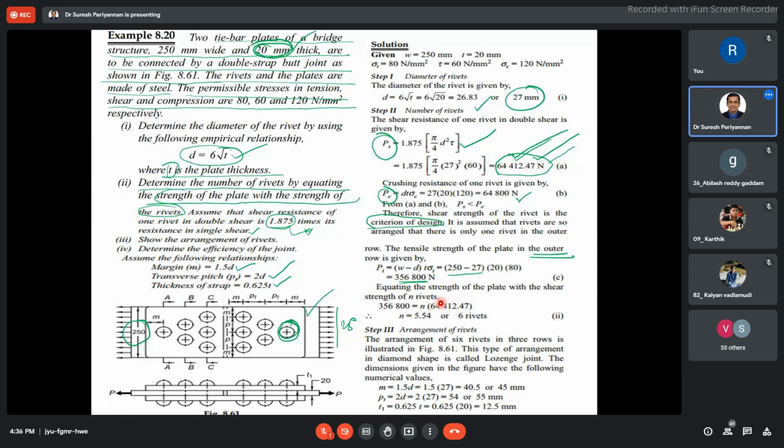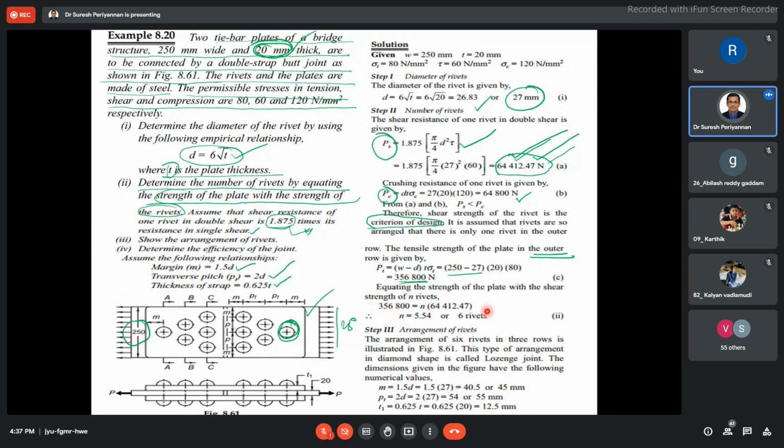We are equating shear resistance equal to tensile resistance. While the tensile resistance we have found, the shear resistance we have found is per single rivet. This is one rivet in double shear. Based on these relations, assumptions and this condition, we can find out our total number of rivets.